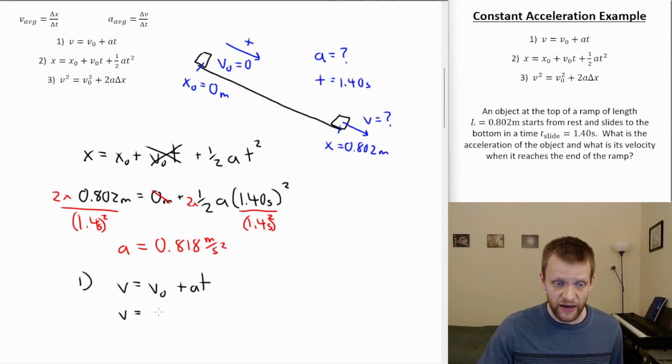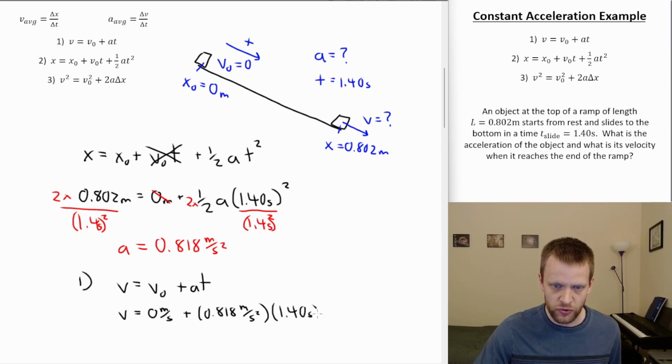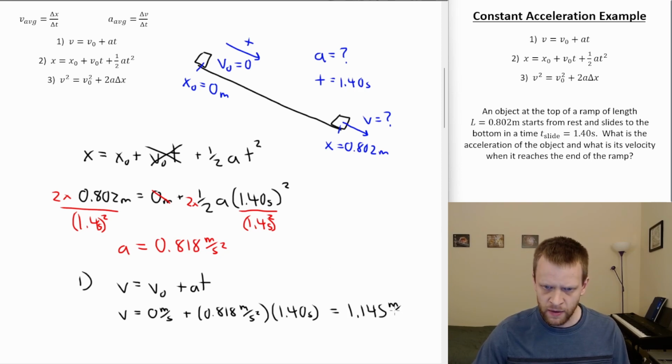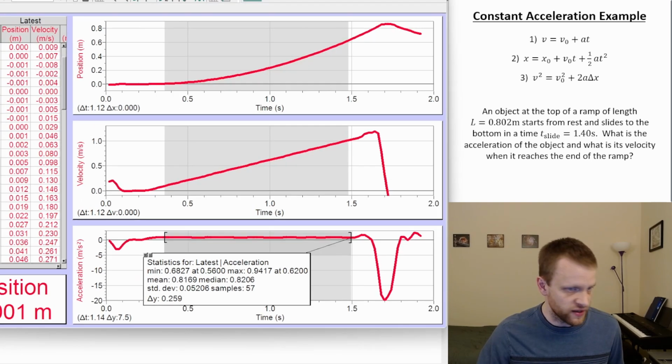And subbing in our values, the initial velocity was 0 meters per second. Our acceleration, we just calculated, that was 0.818 meters per second squared. And the time that it was going down the ramp for was 1.40 seconds. And if we multiply those together, I get 1.145 meters per second. And again, let's check that against our data.